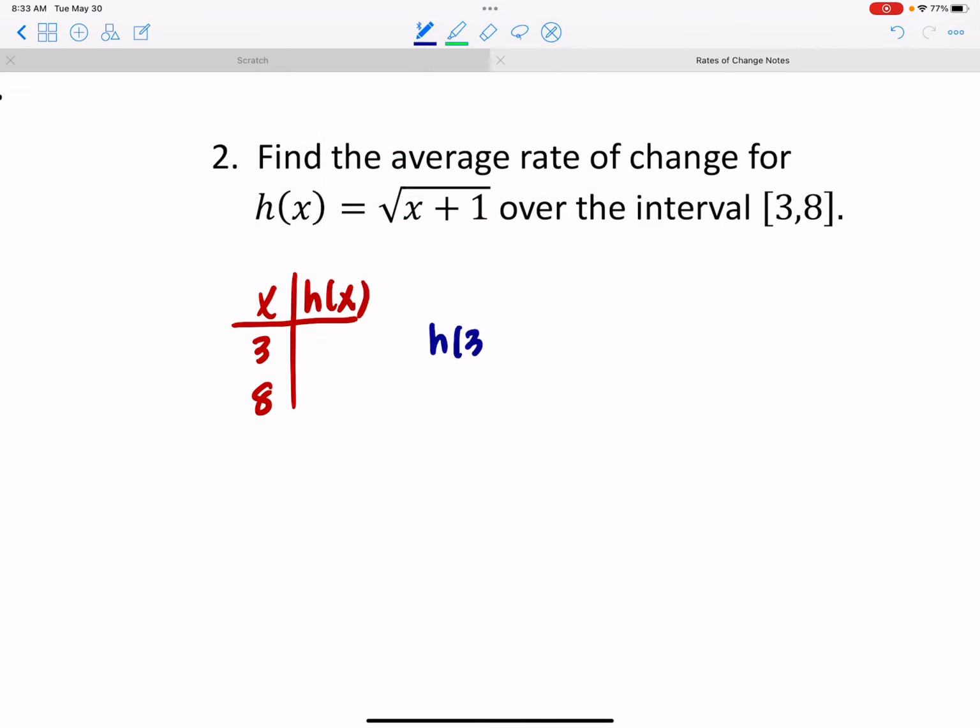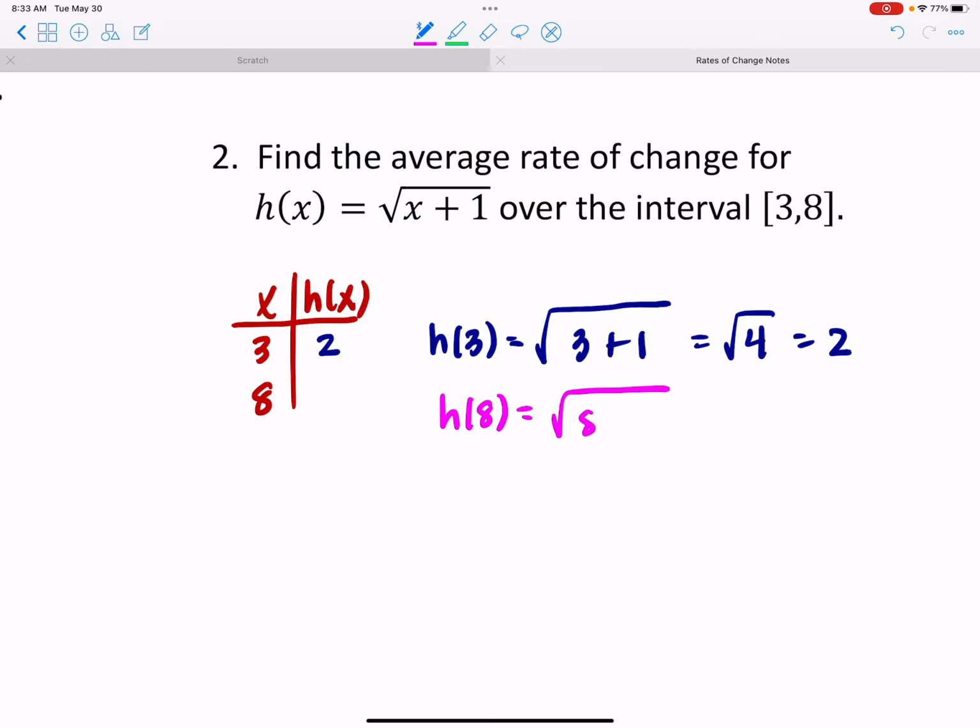If I go to find h of 3, I'm looking at the square root of 3 plus 1, which is the square root of 4, or 2. So there's my output there. And then I'm going to plug in 8, so find h of 8. That would be the square root of 8 plus 1, or the square root of 9, which makes 3. So there's my output there.